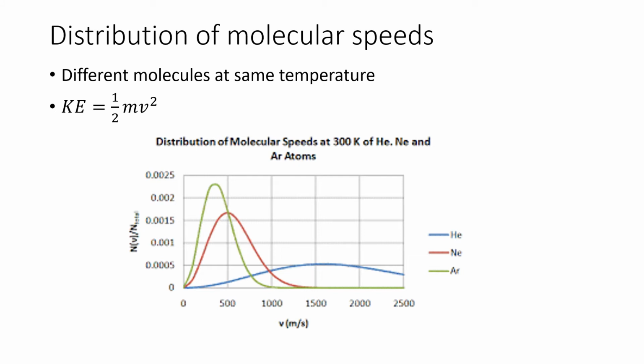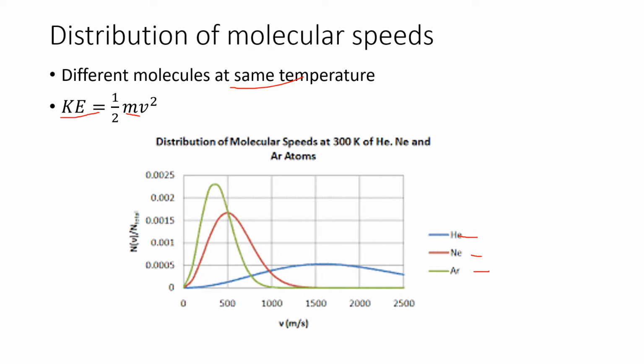We'll look at another plot, another distribution of molecular speeds, but here we're looking at different molecules at the same temperature. Because we're at the same temperature, kinetic molecular theory tells us that the kinetic energy will be the same. Same temperature, same kinetic energy. But because we're looking at different molecules, here helium, neon, and argon, these are going to have different masses. If we look at the mathematical equation, we'll see this on the plot on the bottom.